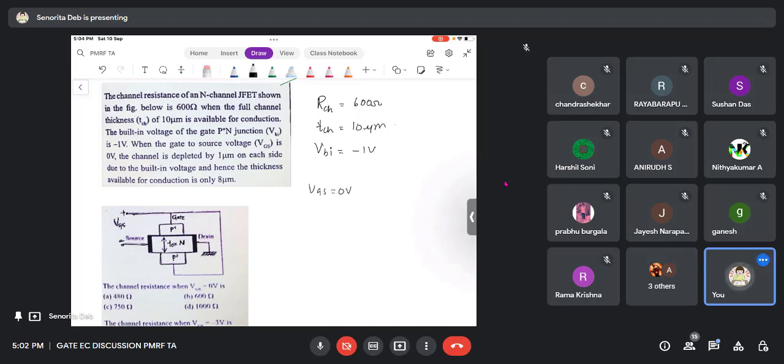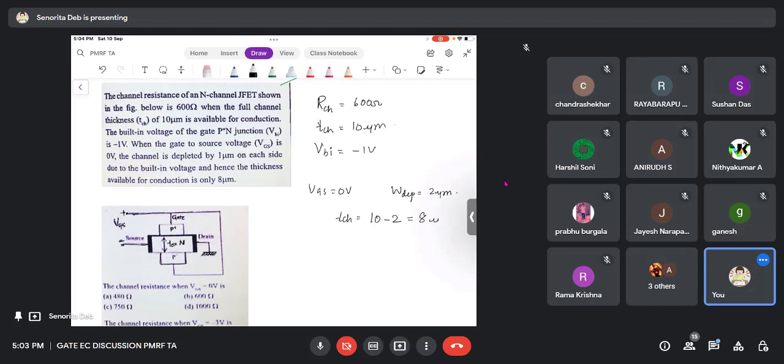So W depletion total will be 2 micrometer, right? 1 micrometer each side they have depleted. That means here and here, these two depletions are 1 micrometer. I just drew it in the diagram. Here there will be a depletion region, that is what they are talking about. Okay, so after this, W depletion is 2 micrometer, and due to the built-in voltage, the thickness available for conduction is 8 micrometer. So TCH has now become 10 minus 2. This is when VGS is 0 volt, right?